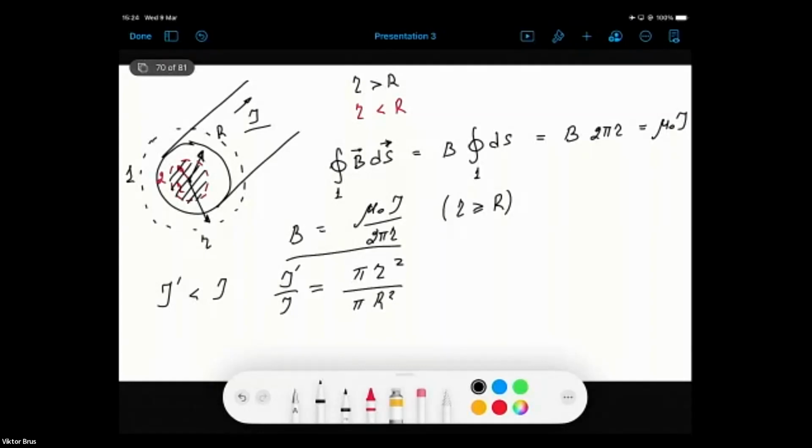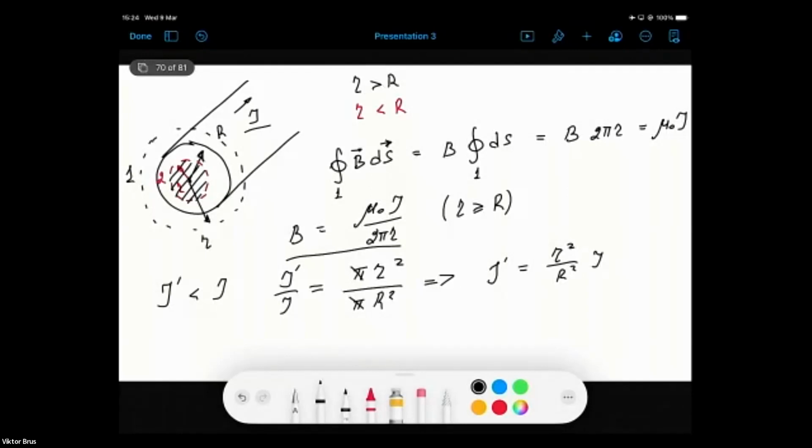So we can cancel this pi and eventually we can write that I prime is equal to r squared divided by R squared times I. So that is how we can determine total current flowing through the surface of second path, if we operate in terms of the radius r of this circular closed path and radius R of the cross section of the wire.